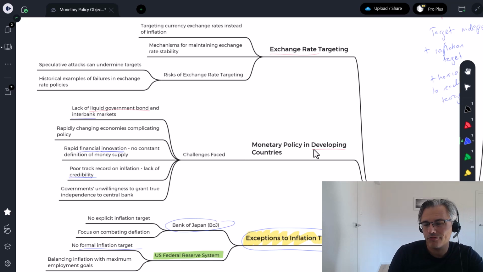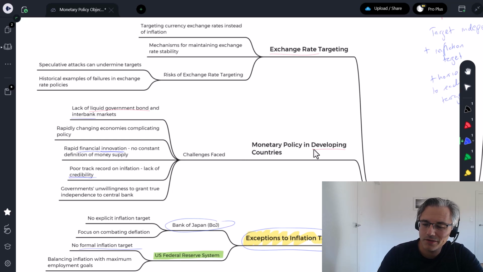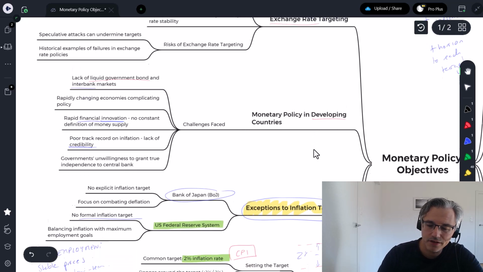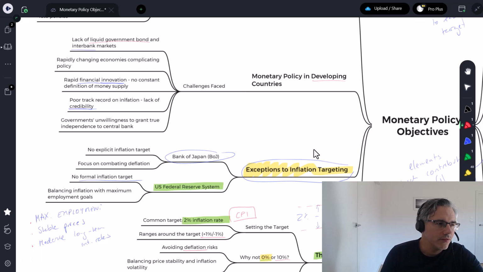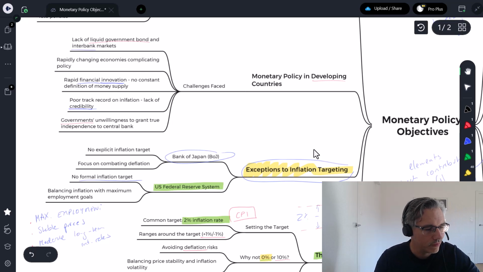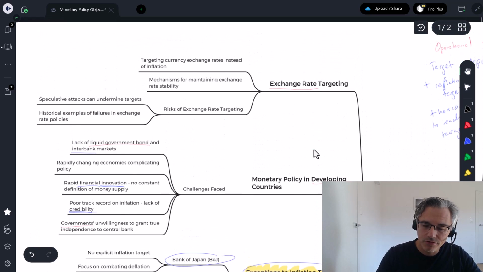And when the central bank is perceived not to be credible, then the announcements of the central bank, their goals, will not really be thought of as something to take into account. And also, very often the central bank doesn't enjoy true independence, because governments in many developing nations, but not just in developing nations, also in some developed countries, are really unwilling to grant the central bank proper, true independent mandates to run monetary policy.